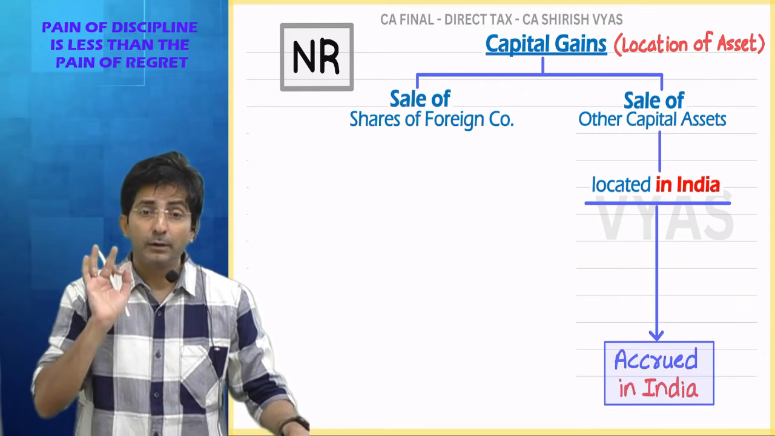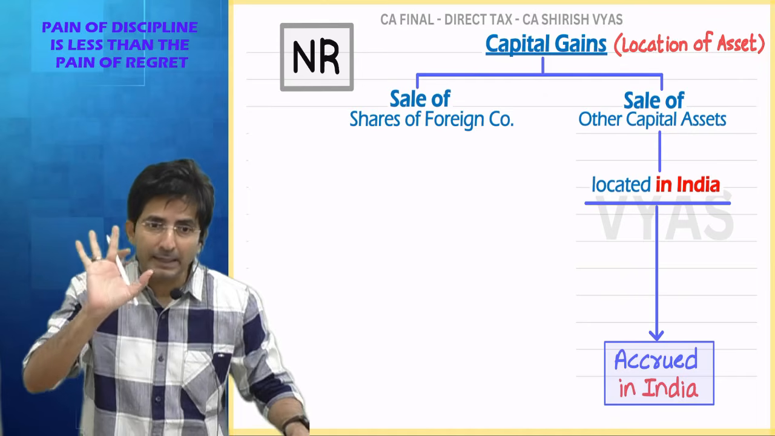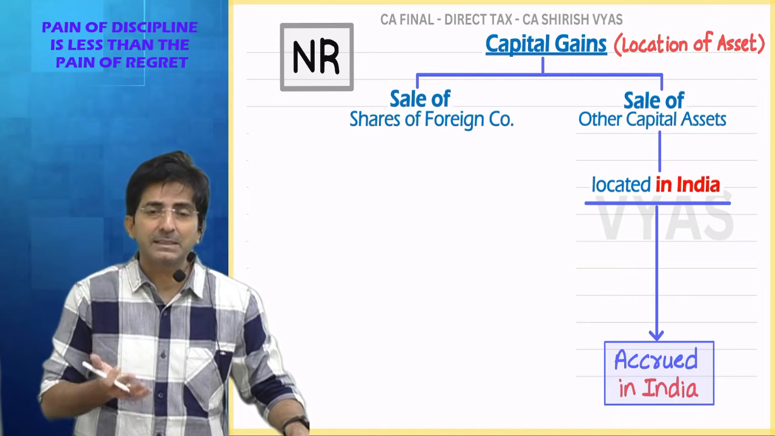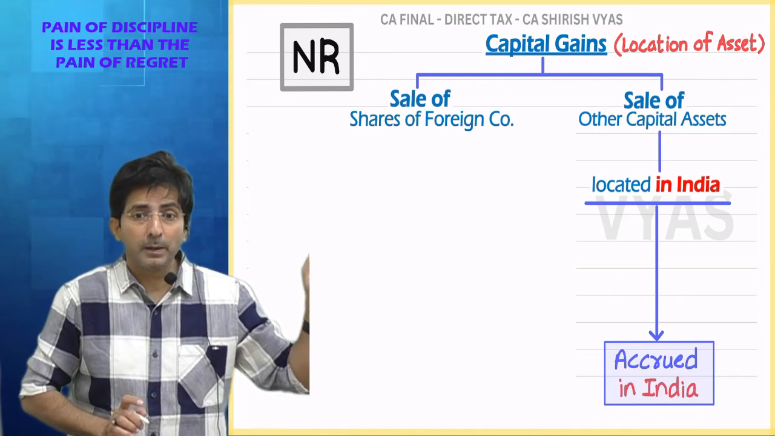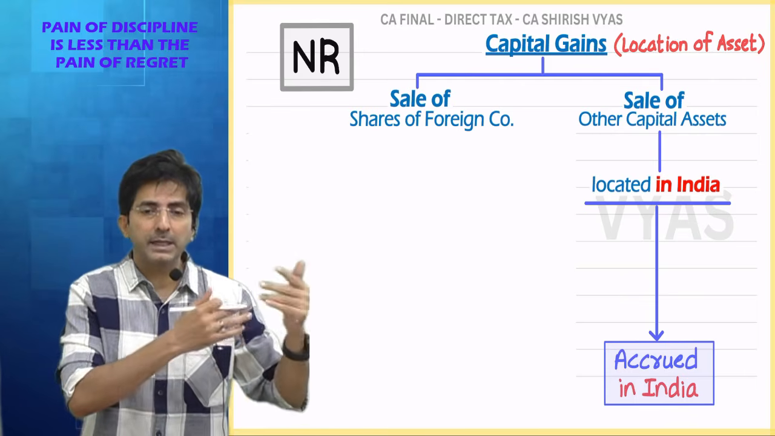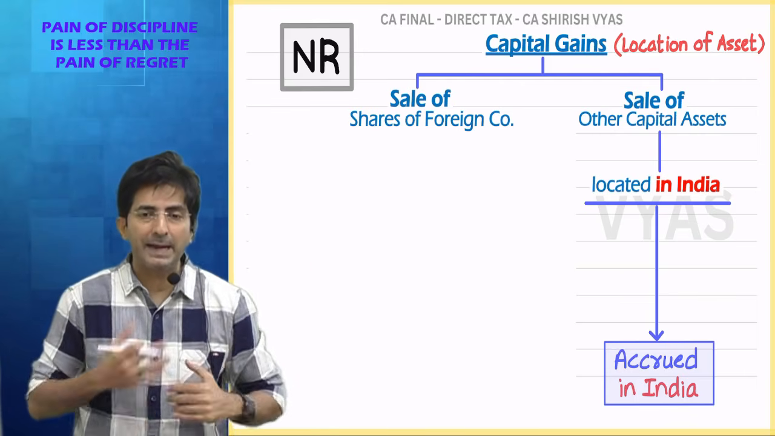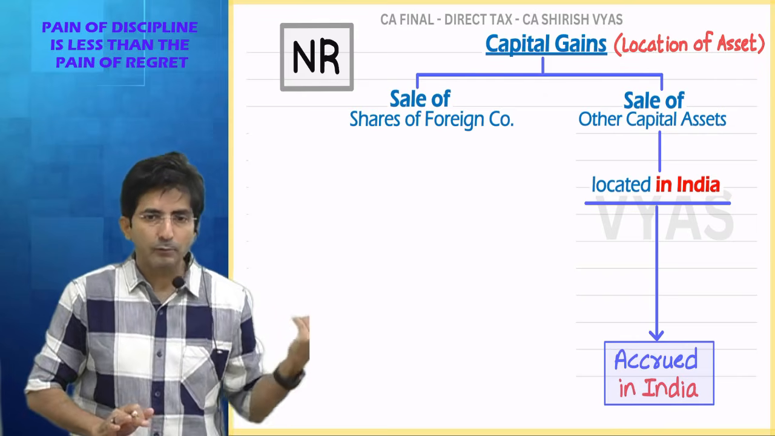More than 50% assets are located in India. Which assets? Assets in the balance sheet of the German company. I am talking about which German company? The company whose shares our NR is holding. My NR is in Singapore. Keep that example in mind. So shares are of a German company.